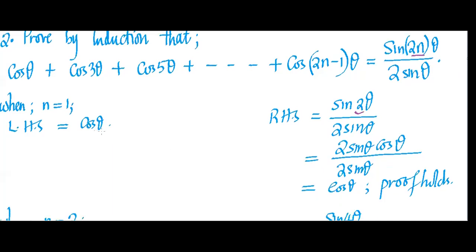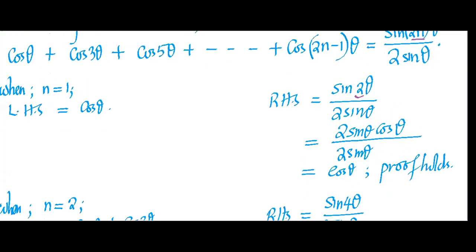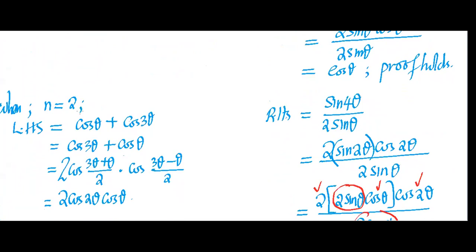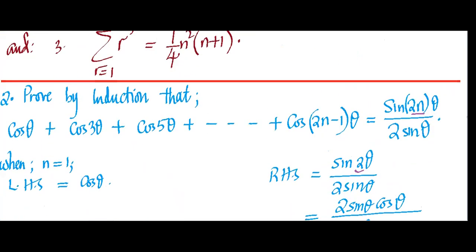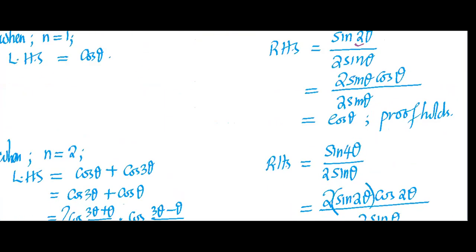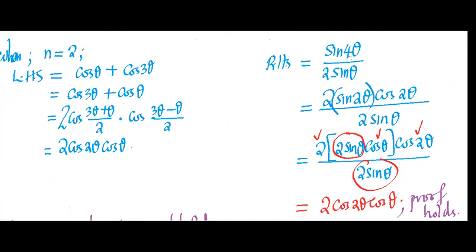For me to make the two sides the same, I apply some trigonometry. Then, anything when n is 2, that will be 2 times 2. That's how we came to a 4 theta there.